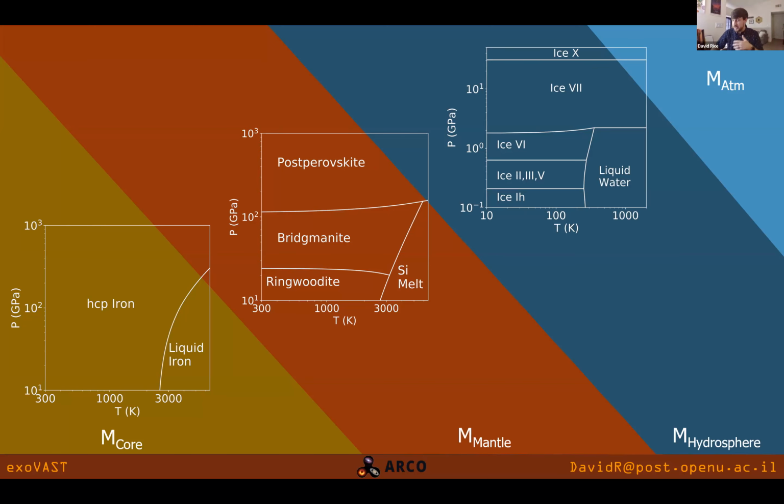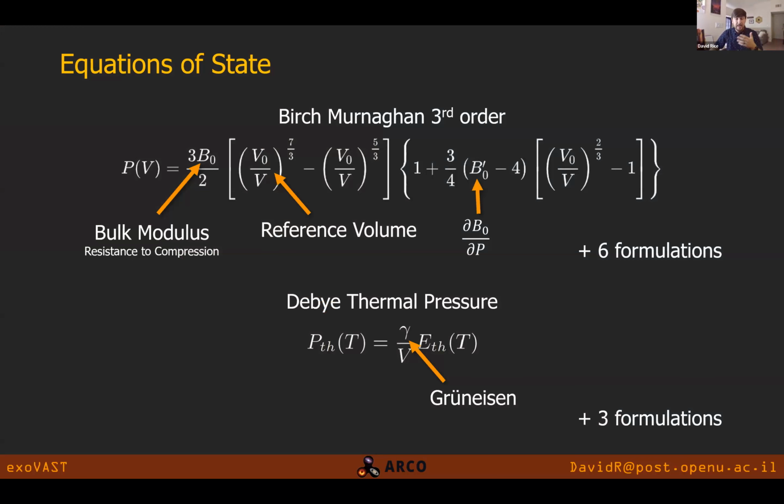So that was our motivation. And to do that, we have a lot of these empirical equations of state. So this is the Birch-Murnaghan third order equation of state. You can see the bulk modulus here, the reference volume, the derivative of the bulk modulus. These are all things high pressure physicists determine for their materials. Bulk modulus is the resistance to compression of the material, or 1 over the squishiness.